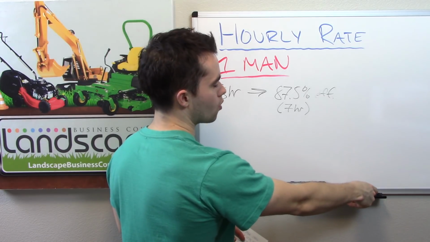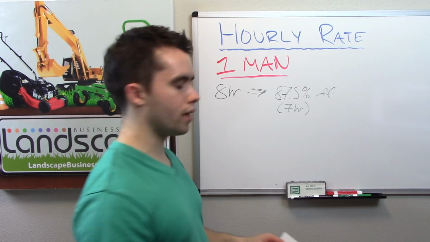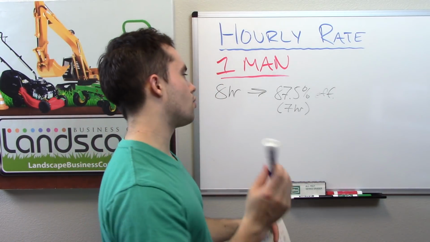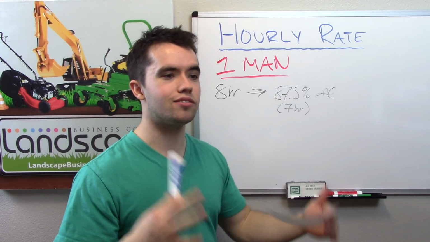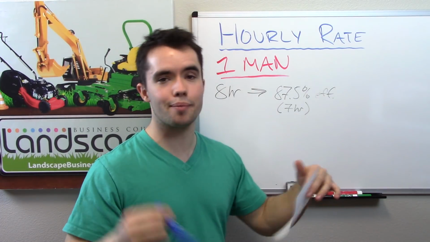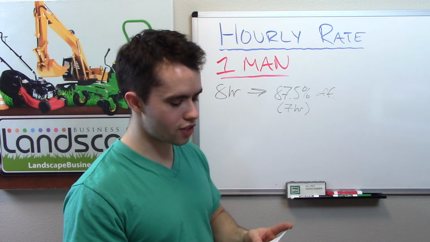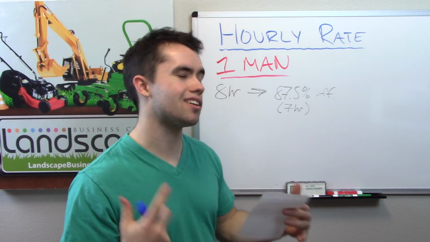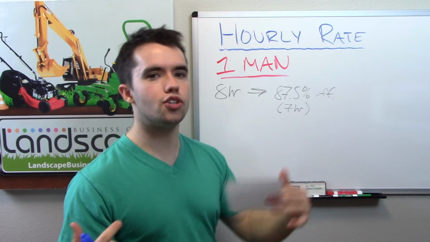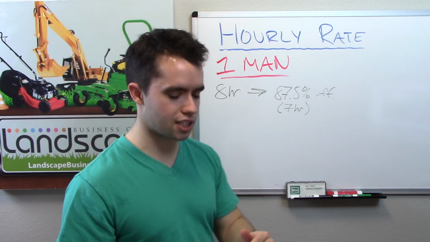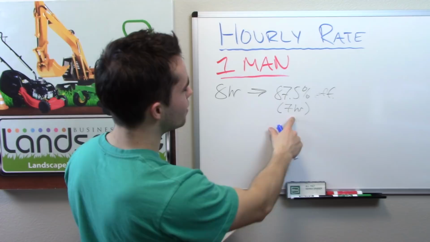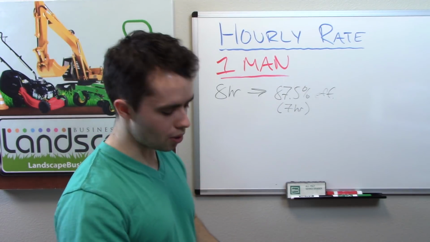The other hour is going to be taking a break, driving, eating lunch, all the other things that aren't actually at someone's job. Let's assume that for 1 hour of the day they aren't at a job. It's not necessarily that they're not efficient. They're just driving, unloading the grass clippings at the end of the day, things like that. So 7 out of the 8 hours are actual billable hours.